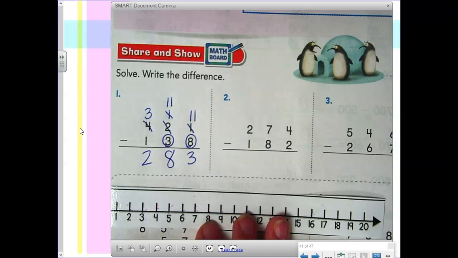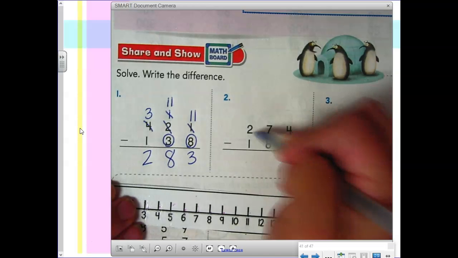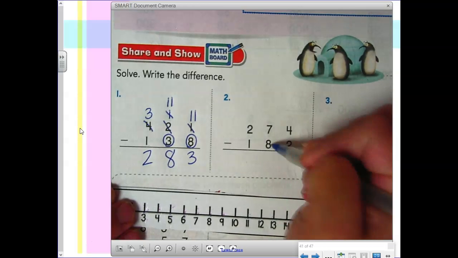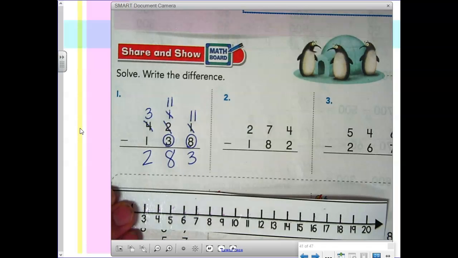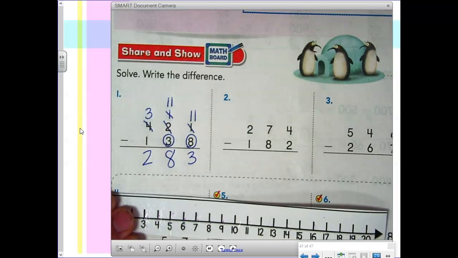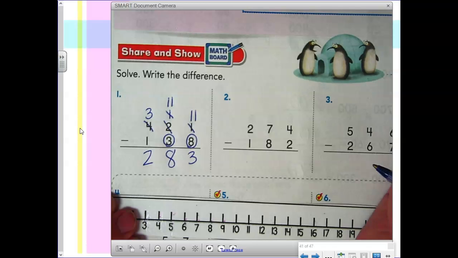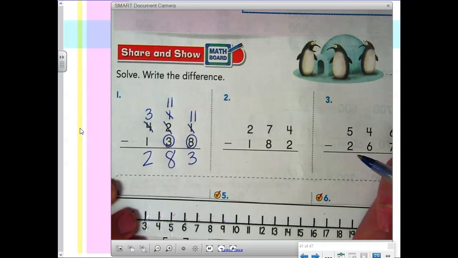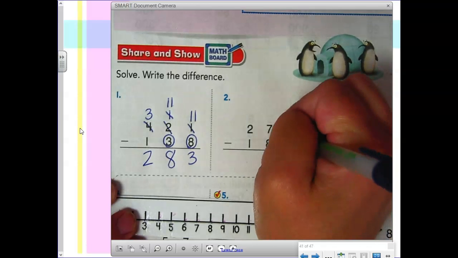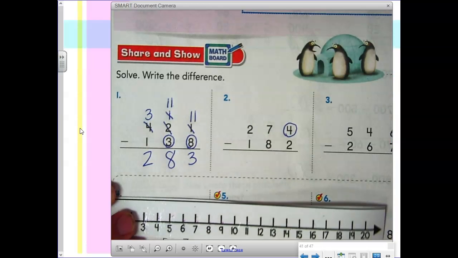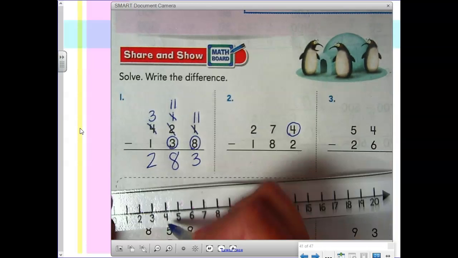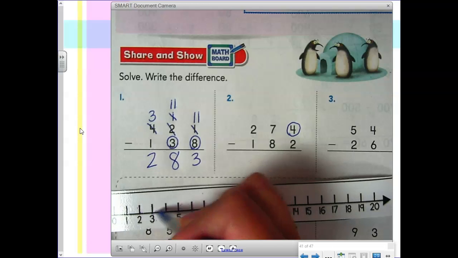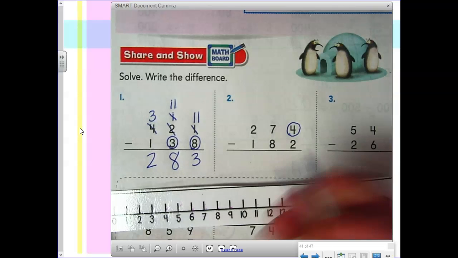All right. Number 2. 274 minus 182. Start on the right. 4 minus 2. Can we do it? Our big number is on top. No need to stop. 4 minus 2. 1, 2. It is 2.